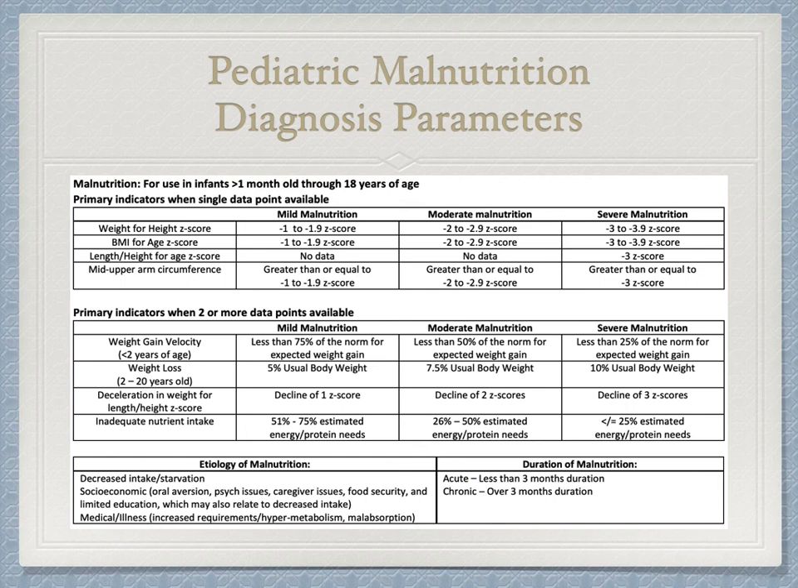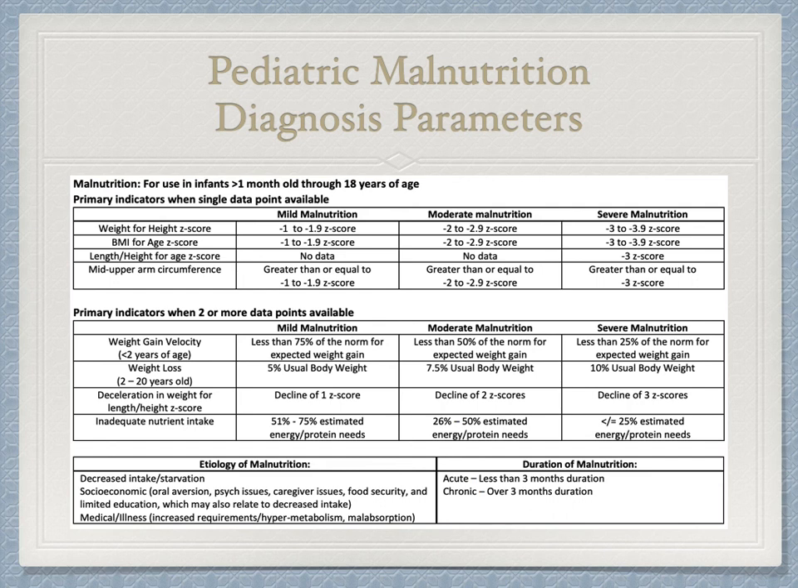Once you diagnose malnutrition, you do have to put in the common etiology, where did this come from, diagnosis statement. So you would say something like, meets criteria for moderate malnutrition in the setting of chronic illness or social factors or whatever applies in that particular child's case, as evidenced by weight gain velocity less than 75% expected for norm, and deceleration in weight for length z-score.